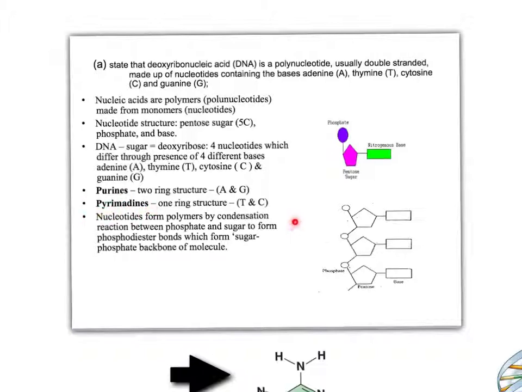And we also looked to see how these nucleotides polymerize or form polymers by condensation reactions, where a phosphate group binds with a sugar to form what's called a phosphodiester bond.